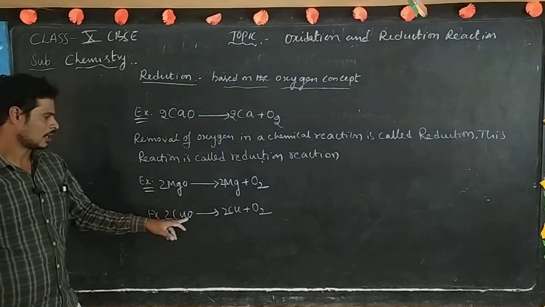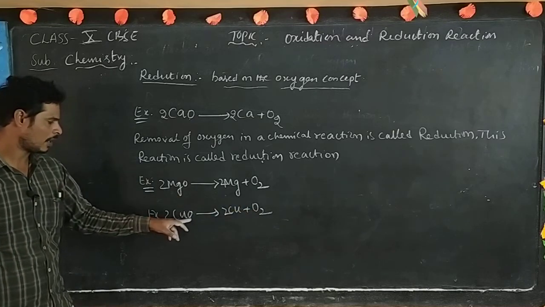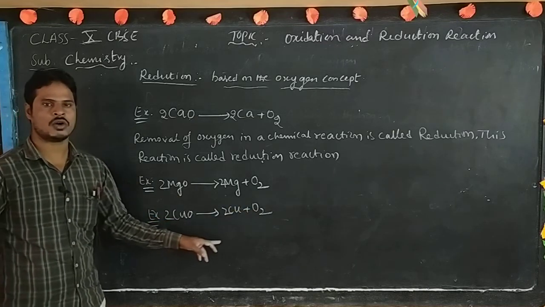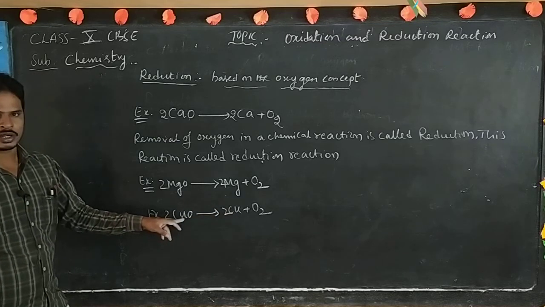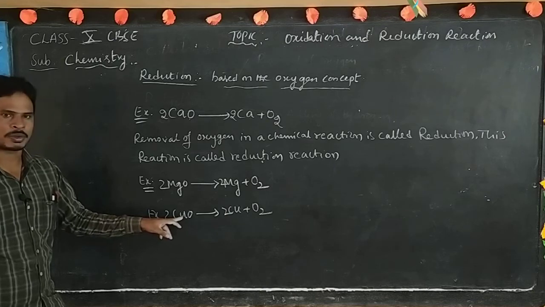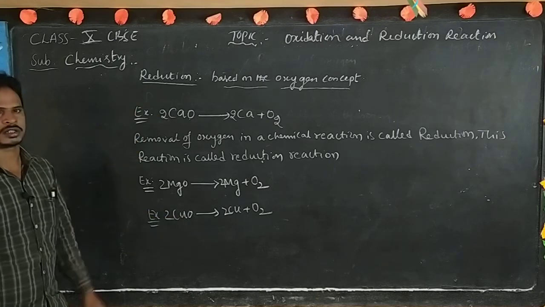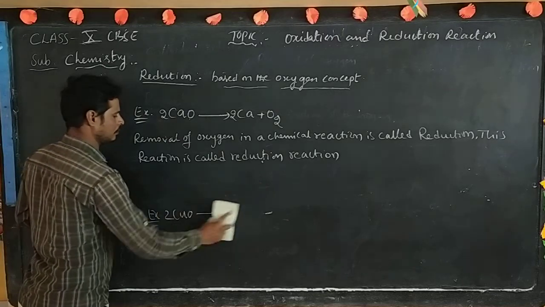Copper oxide is converted into copper and oxygen. Here copper oxide completely lost the oxygen to get Cu. That's why it undergoes reduction. Here is removal of oxygen, so oxygen is removed from the copper oxide. That's why we are calling it reduction. Next, let me take another one.